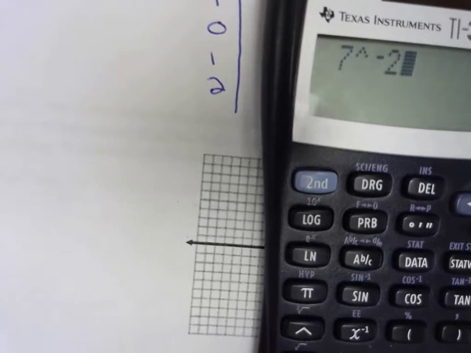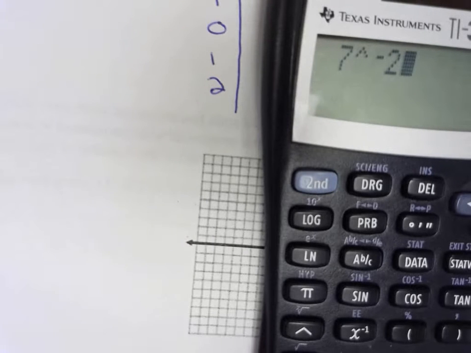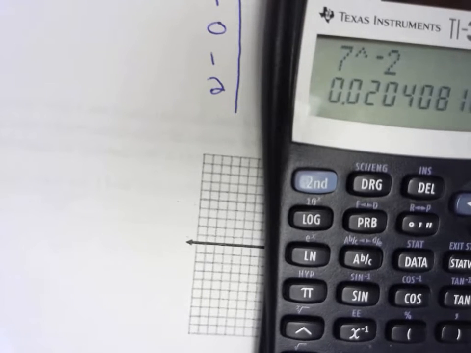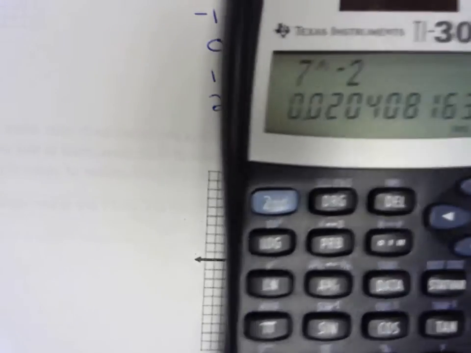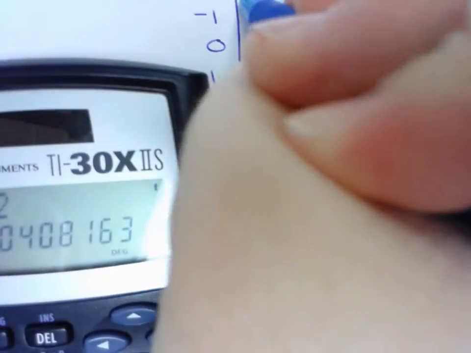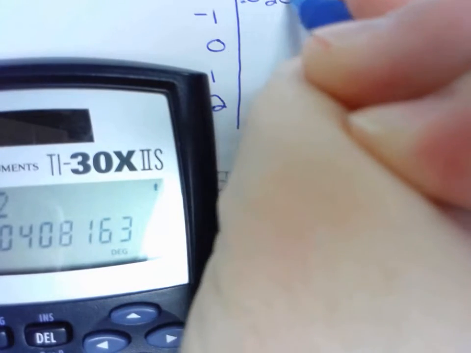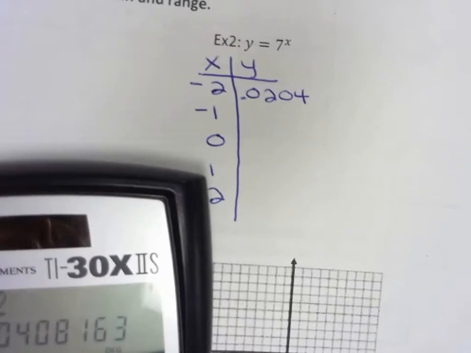So it should look something like this. 7 to the negative second. That's how you plug it in your calculator. If you're not doing this, please do it, so when you get to the homework, you know how to do this. So 7 to the negative second is 0.0204. Just rounding out to 4 is fine. If you're not getting this, please let me know.